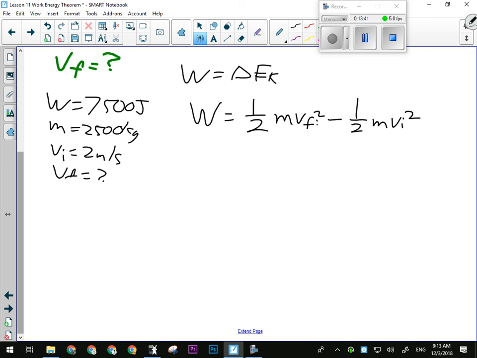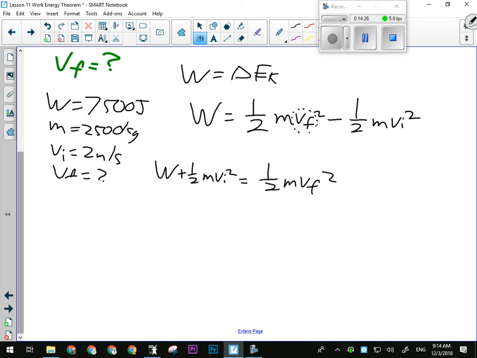I'm trying to isolate this term. I want to know what vf is. So right now, what should I do with the 1/2 mvi squared? Add it to the other side. Remember, work is the change in energy. So if I take the initial energy, which is the 1/2 mvi squared, and add it to the change, that should give me the final. Agreed? So that's the first step: adding the 1/2 mvi squared over to this side. So we've got the work plus 1/2 mvi squared equals 1/2 mvf squared.